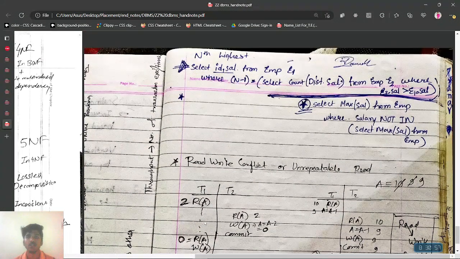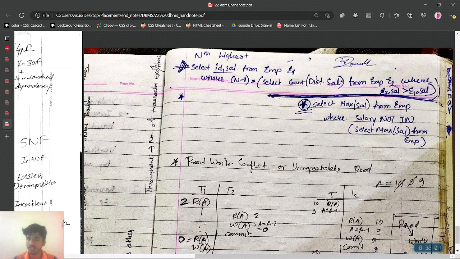Now, the nth highest salary. To determine the nth highest salary, you have to select ID, salary from the employee table E1, where n minus 1. N minus 1 means nth highest. We want the nth highest, so we take n minus 1 because n minus 1 people are below that salary. So the next part of the query will give us the value n minus 1, like the count of people present below his salary. We are writing the query such that the count is the number of people present below his salary, and his salary will be the nth highest.